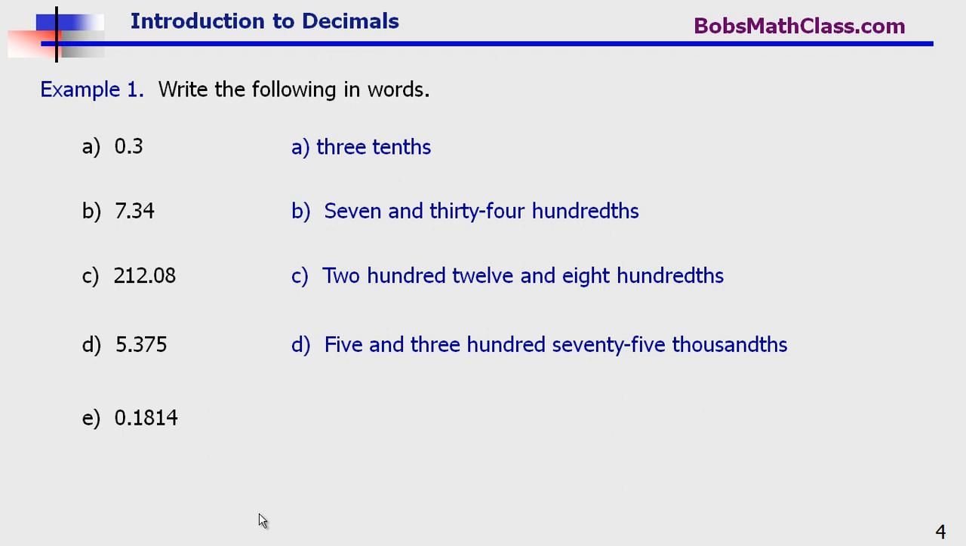Okay, this one does not have a whole number in front of the decimal, so we don't need that, and we don't need the word and. So 1814, there's 4 numbers, so we read it just like a whole number. That'll be 1814. So we need a comma after you write 1000. So 1,814, and then the 4th place after the decimal is the ten-thousandths. So 1,814 ten-thousandths.